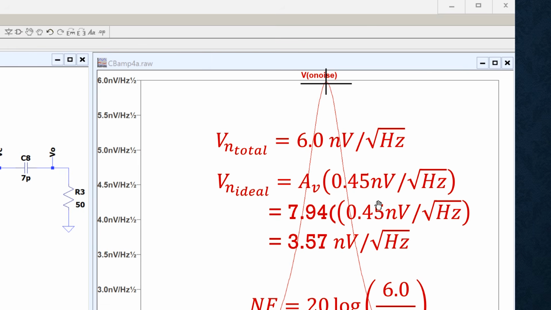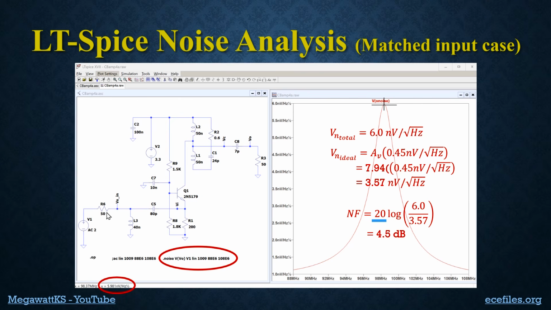But we need to know what the ideal is. In the noiseless case, we know that there's 0.45 nanovolts per square root hertz here coming in if this thing is matched to 50 ohms, which we showed it was. And so we take that and multiply by the gain, which was 7.9, and we get 3.6 nanovolts per square root hertz. So that's what you would have here instead of 6 if nothing in the amplifier was contributing noise. So the noise figure is 20 log of 6 over 3.6, which is 4.5 dB.